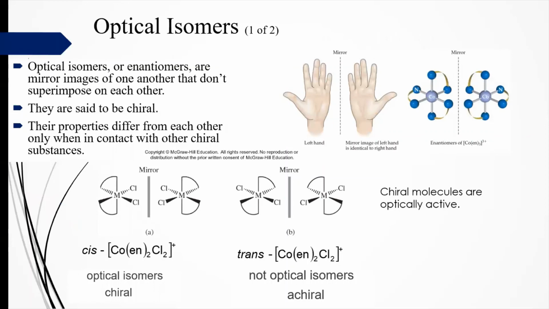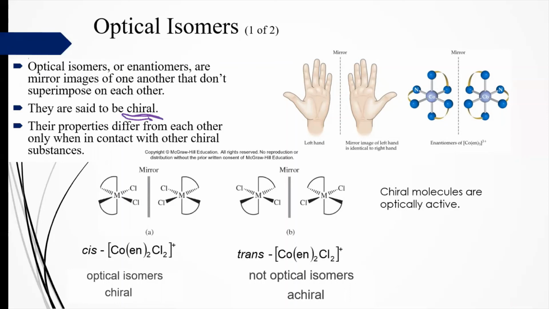The other part is what we call an optical isomer. Optical isomers are mirror images of one another, but they don't superimpose. That means that if you put them on top of each other, they don't look the same. This is also called chirality, so things that are optical isomers are called chiral. Their properties differ from each other, but that only matters if they're involved with other chiral substances.